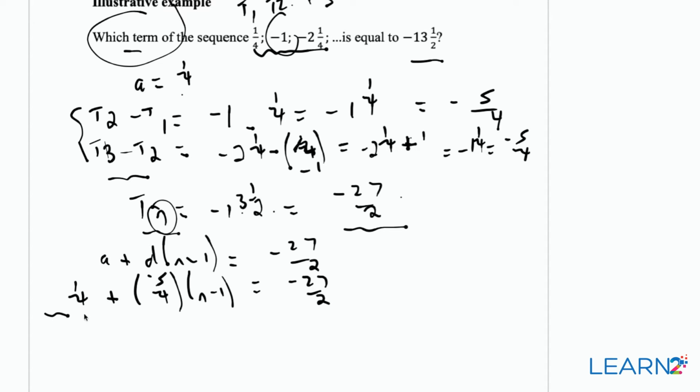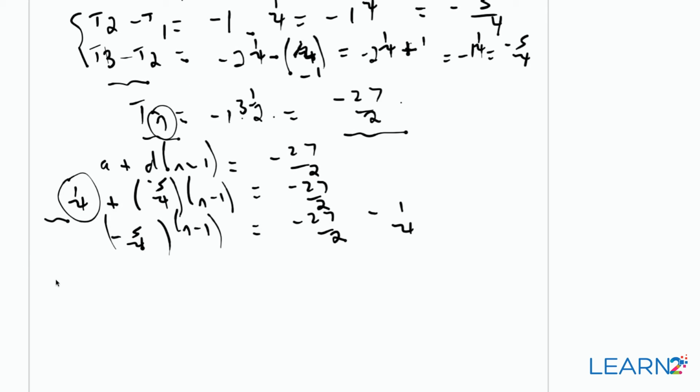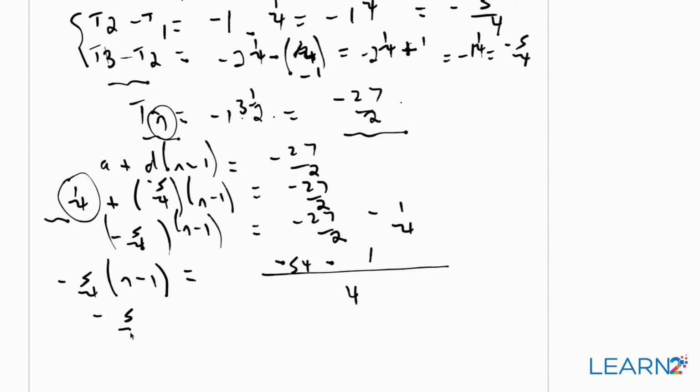I don't like this quarter. Let's take it over. So we can say minus 5 over 4 bracket n minus 1 equals minus 27 over 2, and this a quarter on the left, let's say is minus a quarter on the right. Let's go and simplify what we get here. We're going to get minus 5 over 4 bracket n minus 1, let's leave that for now, equals the LCD of 2 and 4 is 4. 2 goes twice. 2 times minus 27 is minus 54. Minus 4 goes once. So we've got minus 5 over 4 bracket n minus 1 equals minus 55 over 4.